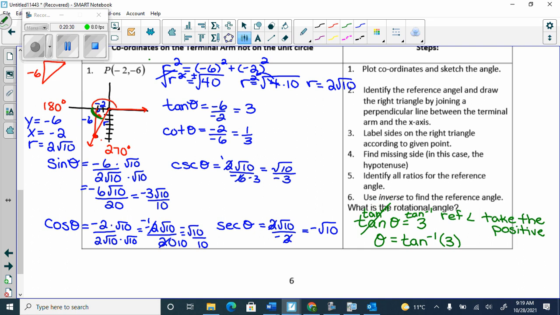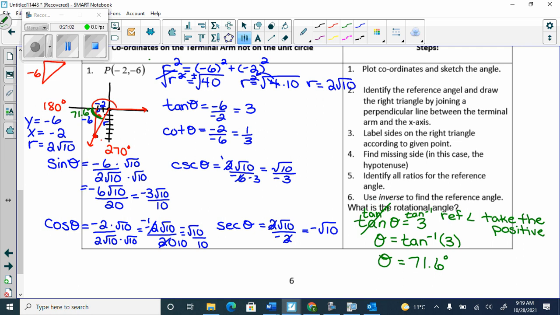What do you get when you go secant inverse of 3? 72.6? 71.6? That's my reference angle, correct? That's not the actual angle, the rotational angle. That's the reference angle. If I do secant inverse or tan inverse of any positive answer, I will get the reference angle every single time. So now I have the reference angle. This little green spot here is 71.6 degrees.